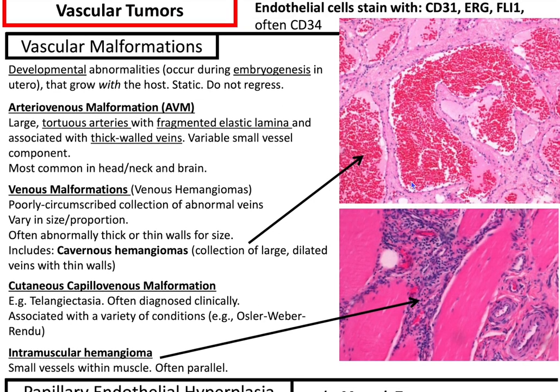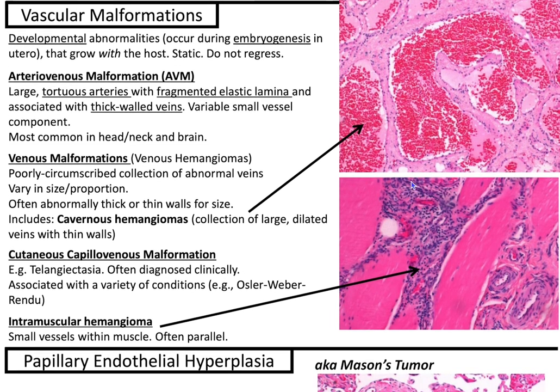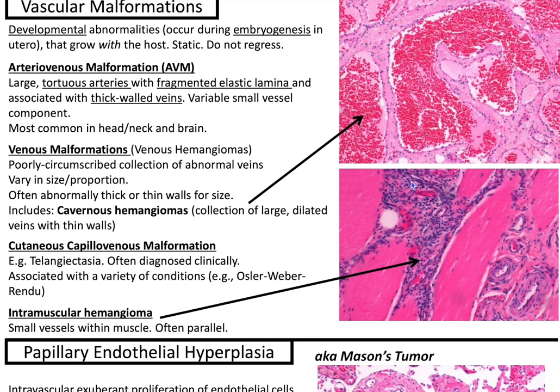So you can have your vascular malformations. These are developmental abnormalities that occur during embryogenesis in utero, that grow with the host, and they do not regress. Your AV malformations, histologically, you'll see large tortuous arteries with fragmented elastic lamina. You'll see thick-walled veins, most commonly in the head and neck and brain. Sometimes you'll get embolic material when they remove the AV malformation.